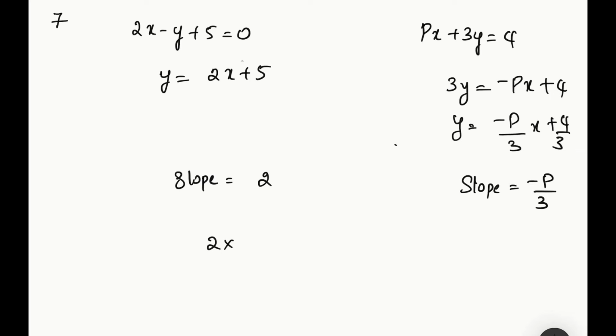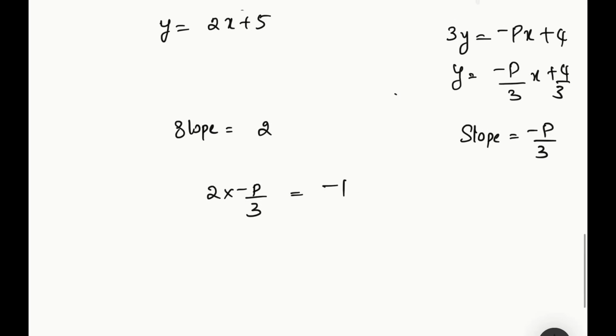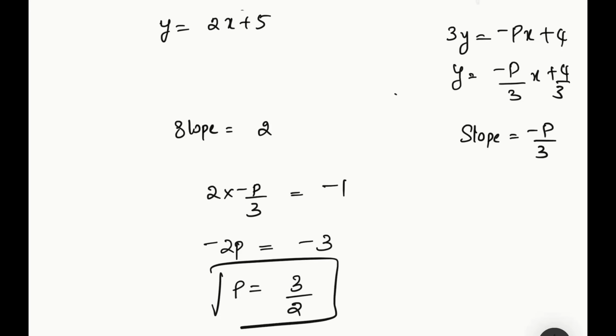So you get 2 into minus p by 3 equal to minus 1. So you get minus 2p equal to minus 3. So you get p is equal to 3 by 2. So the value of p is 3 by 2. Hope it's clear.